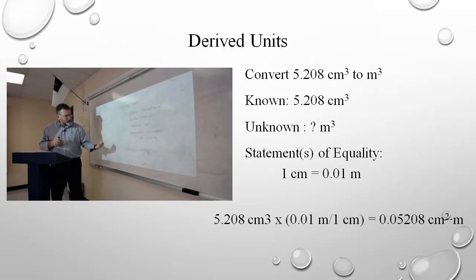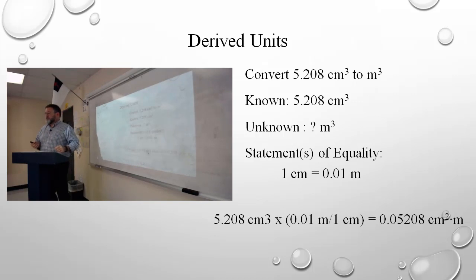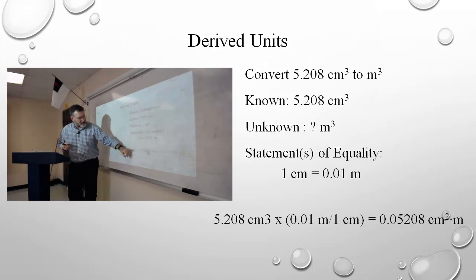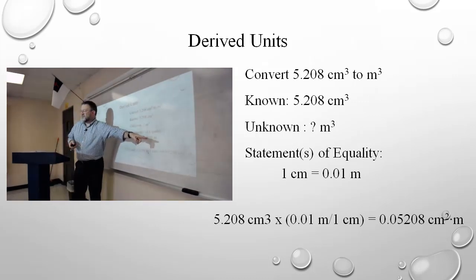So 5.208 cubic centimeters times, well, my statement of equality is 0.01 meters over 1 centimeter. That's what I know. When I do the math, I actually get 0.05208 centimeters squared meters. See, because this was centimeters cubed divided by 1 centimeter, that gives me centimeters squared. But I have the meter on top that's not resolved.